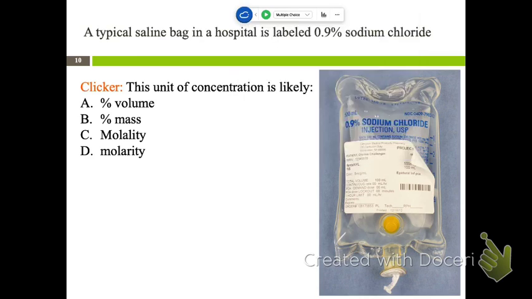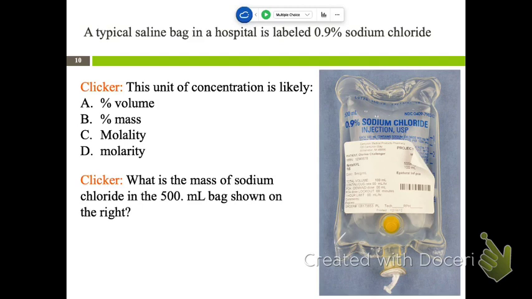So when we have something that's a salt, we're, for the most part, going to be talking about the mass to volume ratio of the solution. We're going to say, how heavy is it? So let's take that, and I want you to figure out what is the mass of sodium chloride in this 500 milliliter IV drip bag.